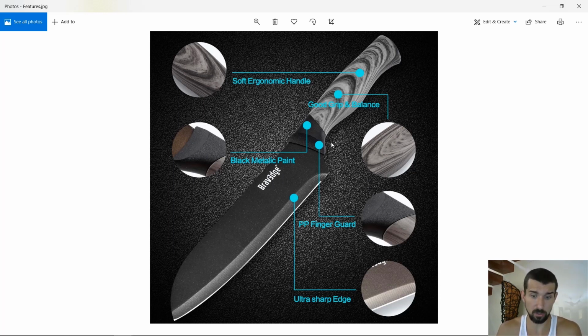Another features picture, we have, you see the handle, we have sharp edges, the finger guard. That's also again to justify our cool pictures that are cutting the steak. Why is it that good? Because it has a PP finger guard, ultra sharp edges. So these are the features.